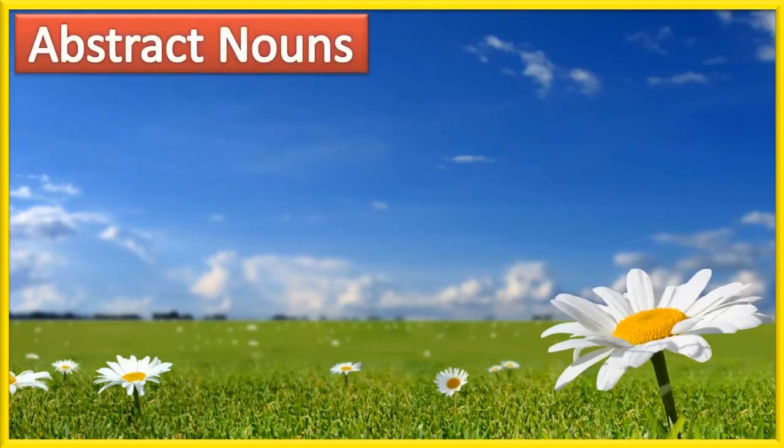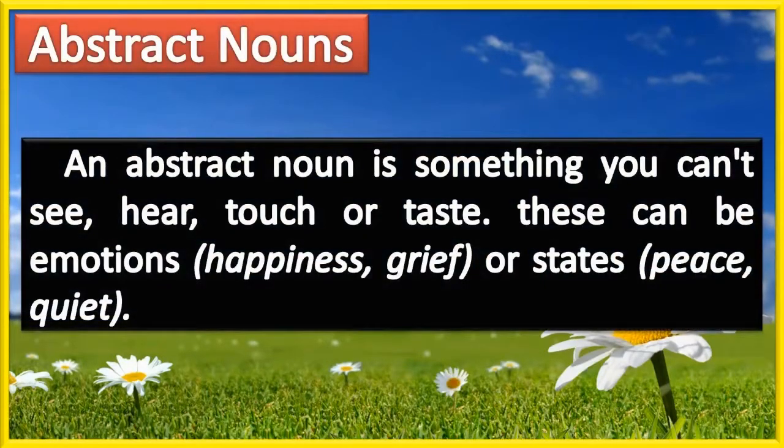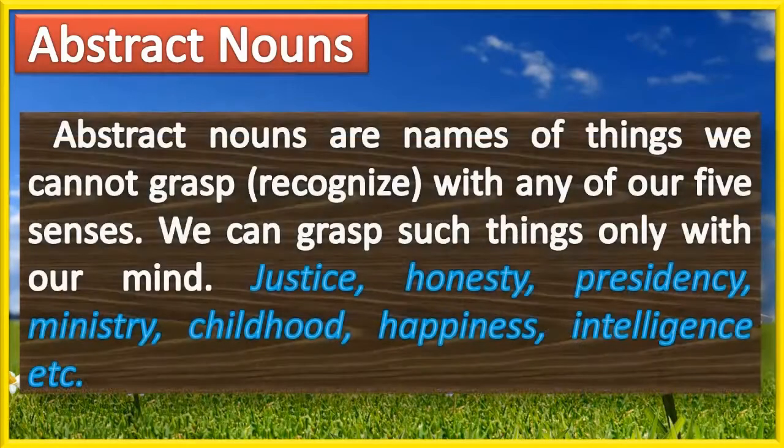Abstract nouns. An abstract noun is something you can't see, hear, touch, or taste. These can be emotions: happiness, grief, or states: peace, quiet. Abstract nouns are names of things we cannot grasp or recognize with any of our 5 senses. We can grasp such things only with our mind. Justice, honesty, presidency, ministry, childhood, happiness, intelligence, etc.